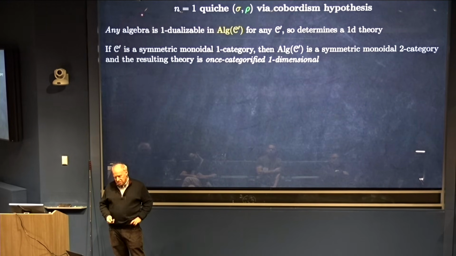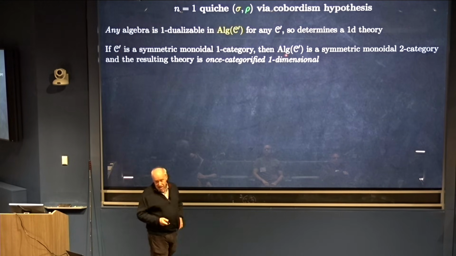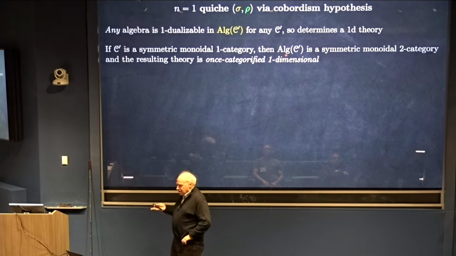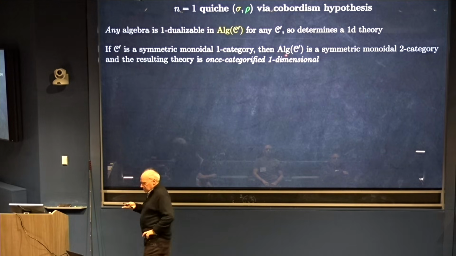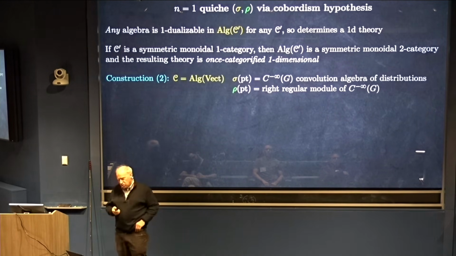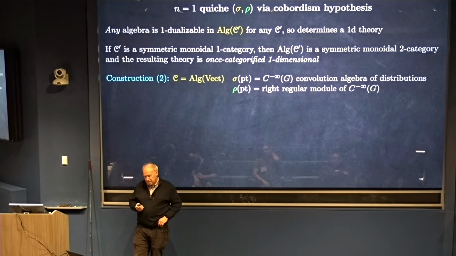And in particular, if we have C prime as a symmetric monoidal 1-category, like an appropriate category of vector spaces, then we get a one-dimensional theory. So this right away is an example of what we'd like to be a 2-dimensional theory, but at least it's a once categorified, once shifted 1-dimensional theory.